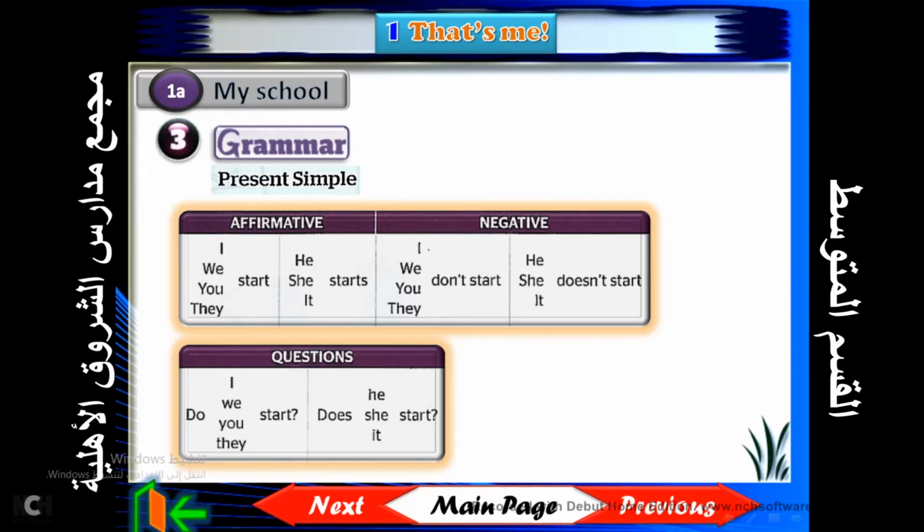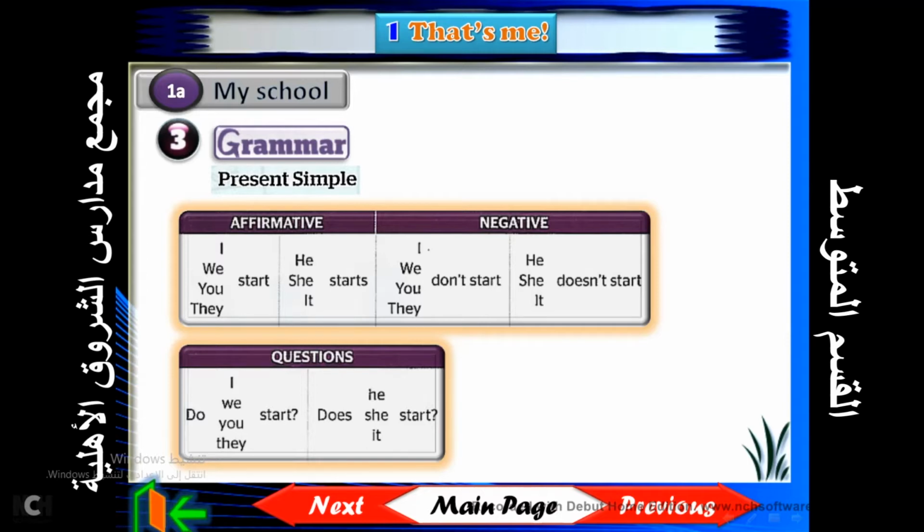For example, I don't start. Here in negative state or in negative case. I don't start, we don't start, you don't start, they don't start. He doesn't start. She doesn't start. It doesn't start. Any questions?